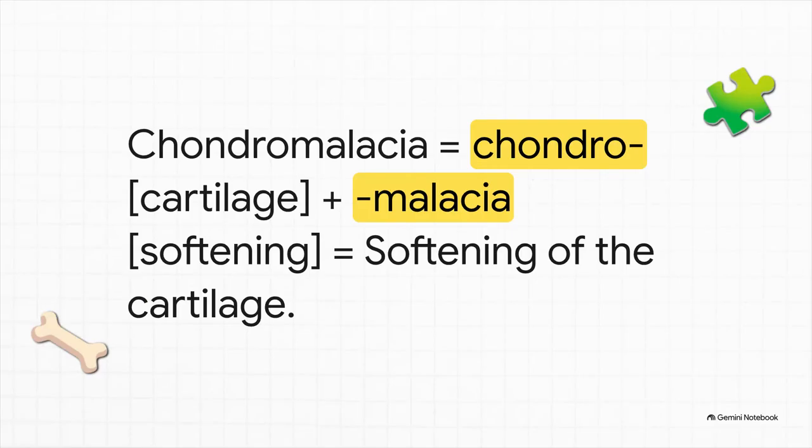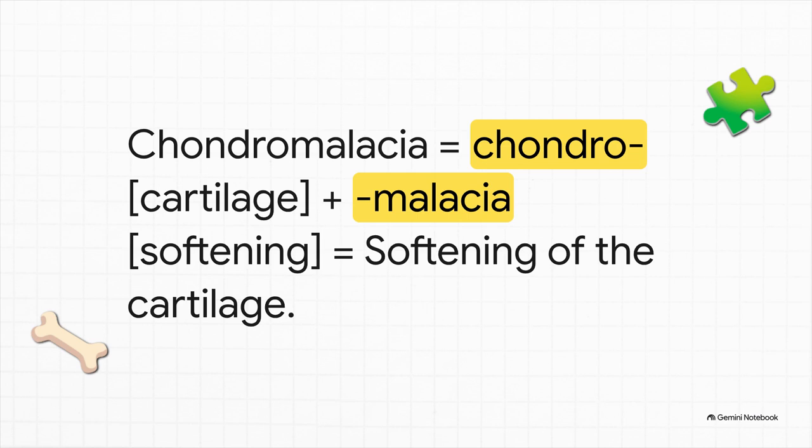Let's put this theory into practice, shall we? First up, chondromalacia. We just break it right in half. We have the prefix chondro, which alludes to cartilage. Then we have the suffix malacia, which indicates a softening. You snap them together, and chondromalacia literally translates to softening of the cartilage. See how perfectly that works?